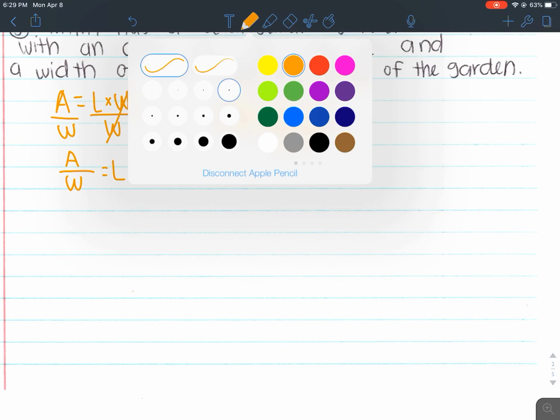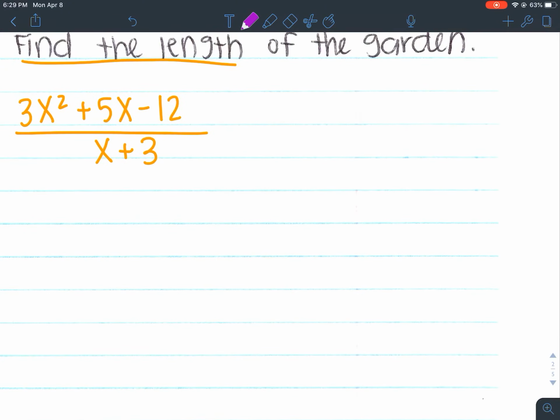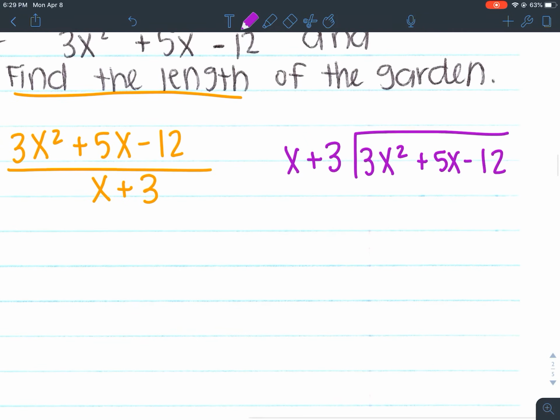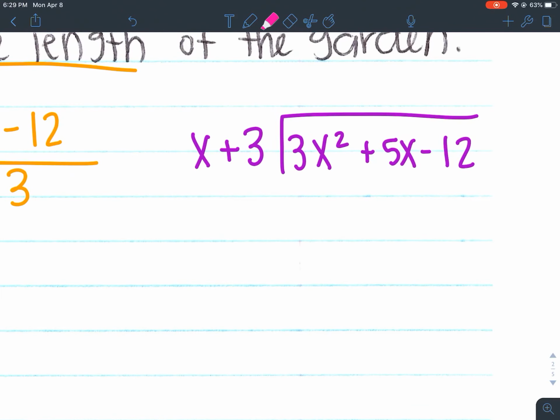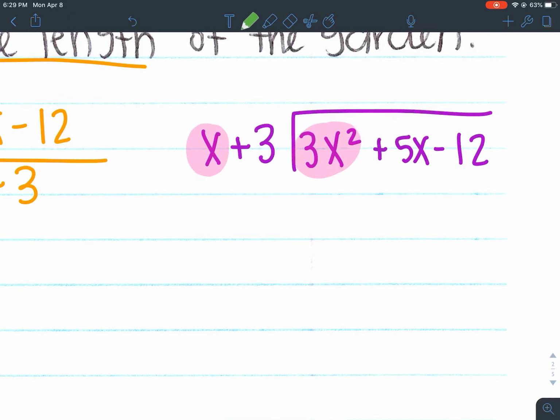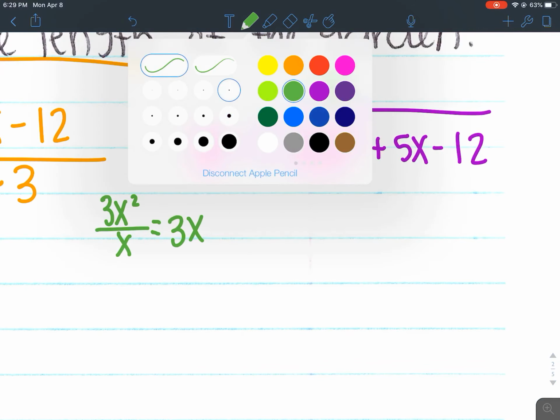Okay, let's do our long division. Our dividend is in the top here, so we have 3x squared plus 5x minus 12. And we have x plus 3. Okay. Now, you're going to ask yourself, same thing. How many times does x go into 3x squared? So I'm going to do that over here. 3x squared divided by x. That gives me what? 3x. So we have 3x up here.